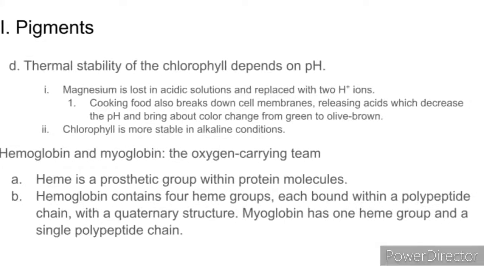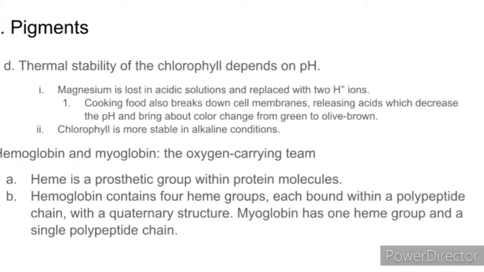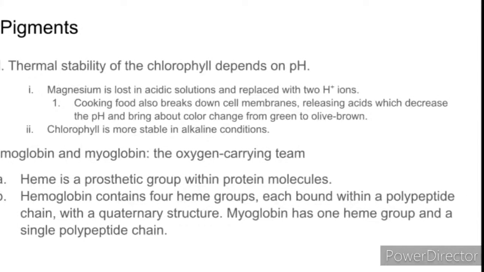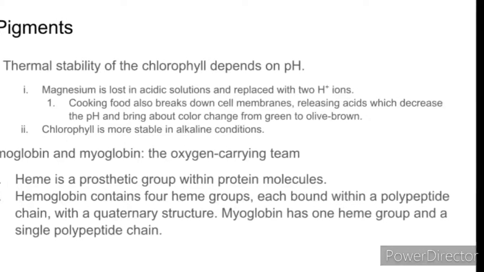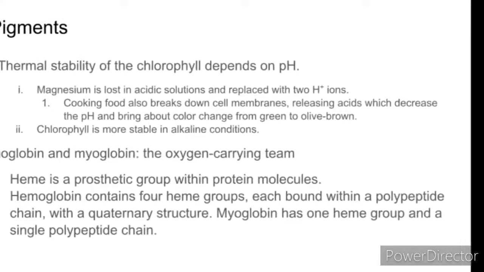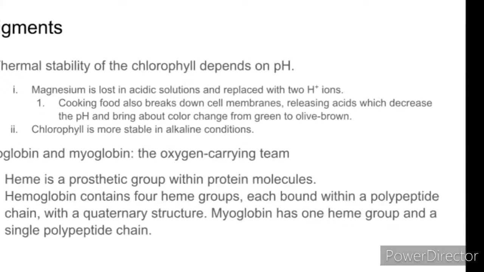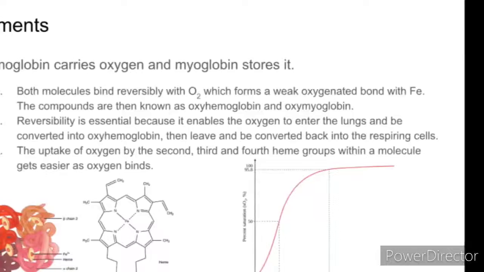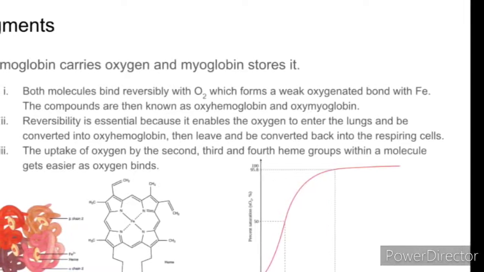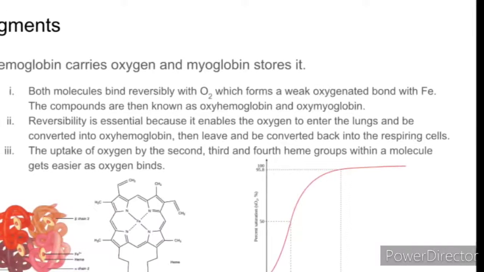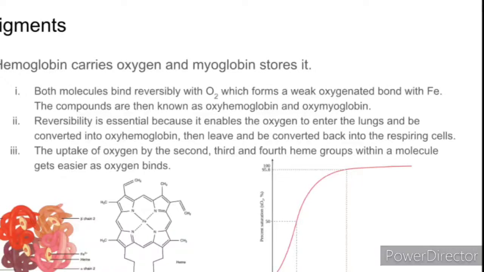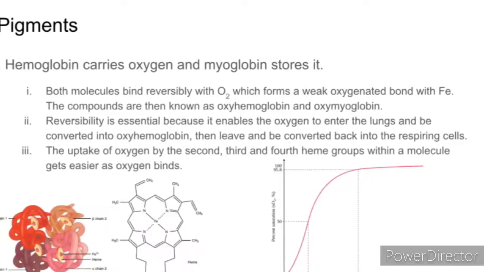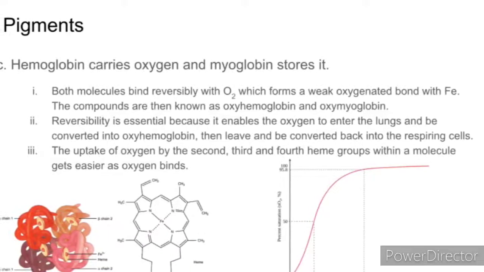Hemoglobin and myoglobin, called the oxygen-carrying team. Heme is a prosthetic group found within the protein molecules. Hemoglobin is going to have 4 heme groups, each bound with a polypeptide chain with a quaternary structure, whereas myoglobin is going to have 1 heme group and a single polypeptide chain. Hemoglobin carries oxygen and the myoglobin stores it. Both molecules bind reversibly with oxygen, which forms a weak oxygenated bond with the iron. The compounds are then known as oxyhemoglobin and oxymyoglobin.